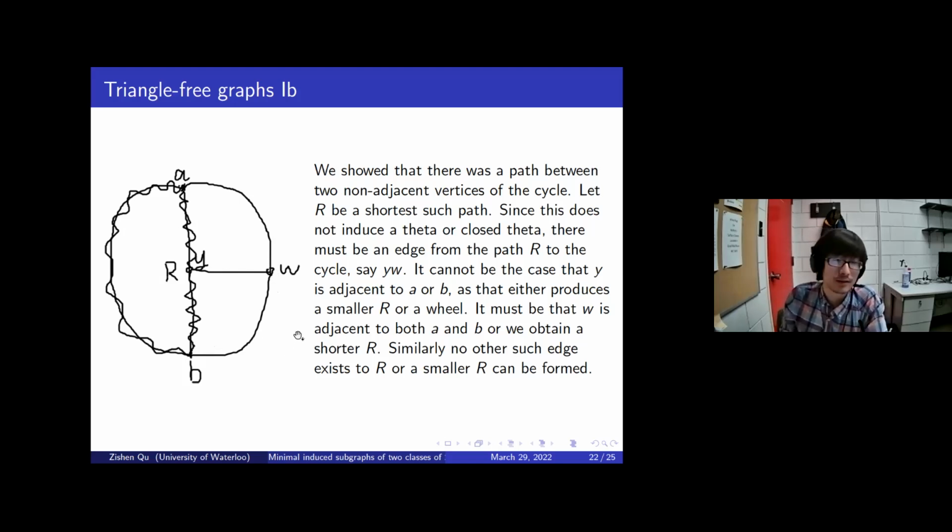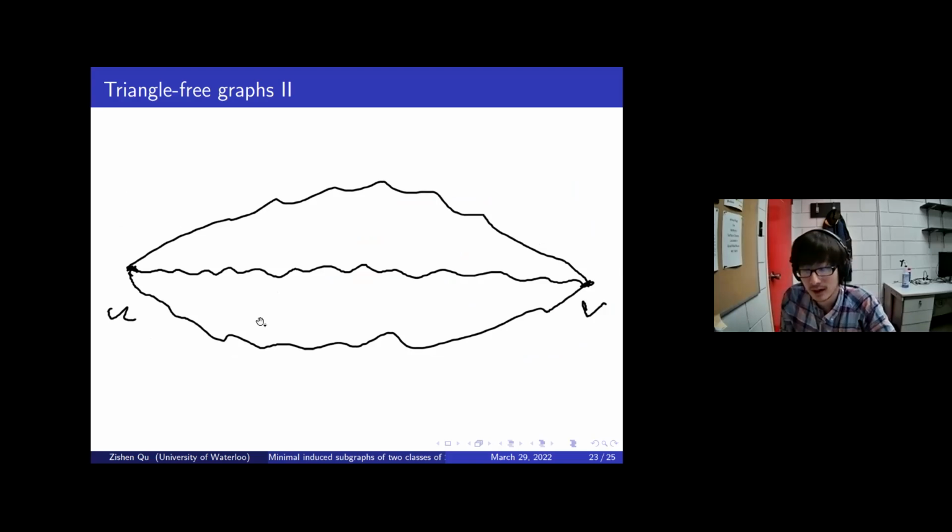Okay, what about the other minor that you would get from outer planar, which is K2,3? Well, you just look at a subdivision of K2,3. And then you take H, that's the shortest one.